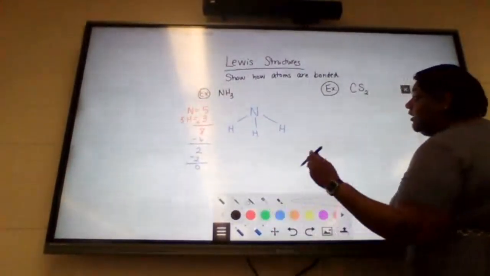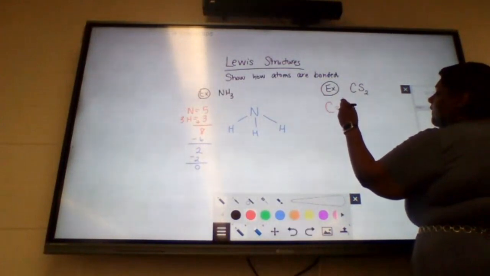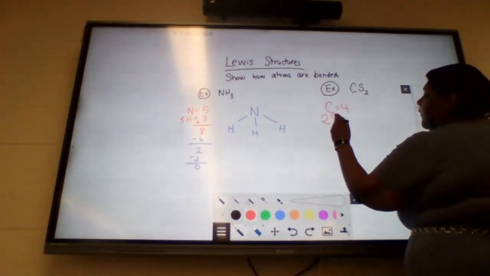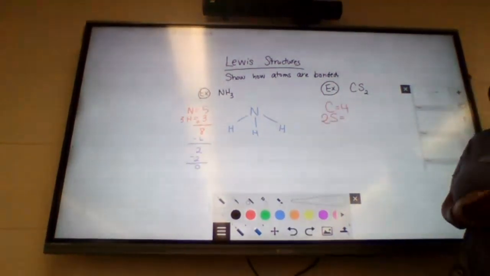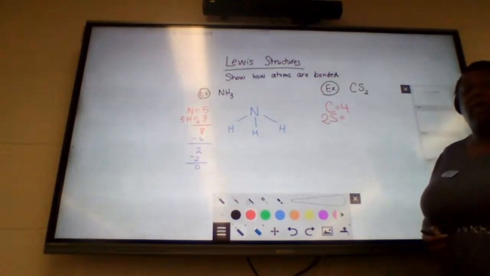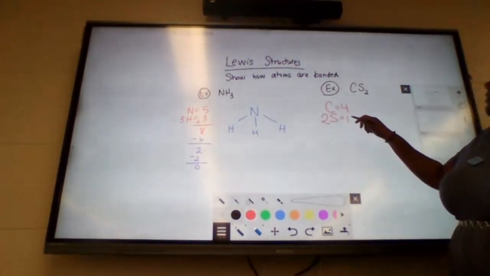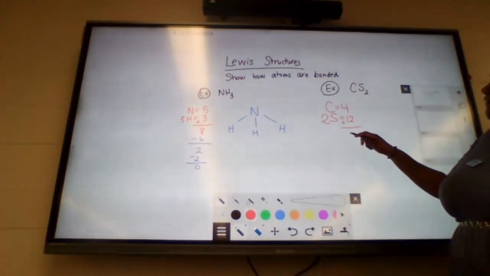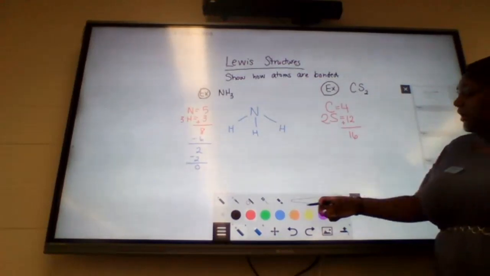So when I count my valence electrons for carbon, there are 4 valence electrons. Notice there are 2 sulfurs. Sulfur is in column 16, which means that there are 6 valence electrons, but notice that there are 2, which means that is 12. And so when I add 4 and 12, that gives me my 16. So in my pool, I've got 16 electrons.